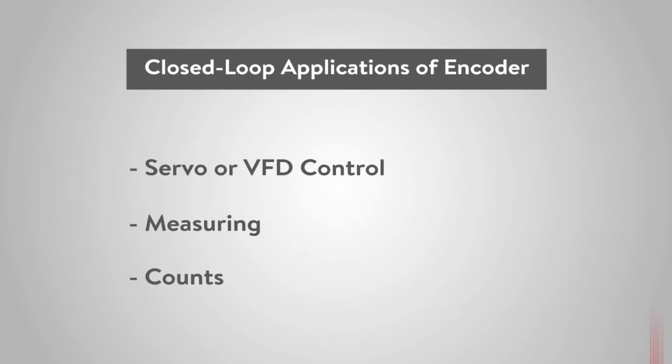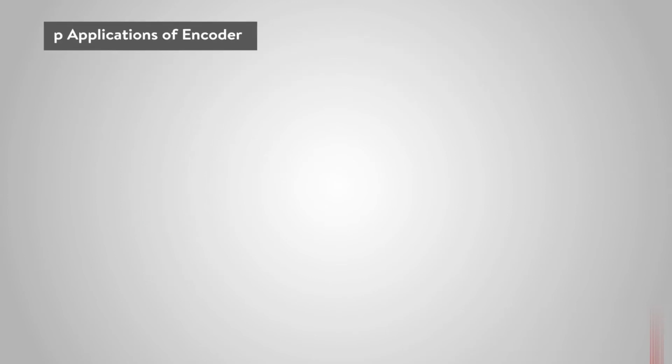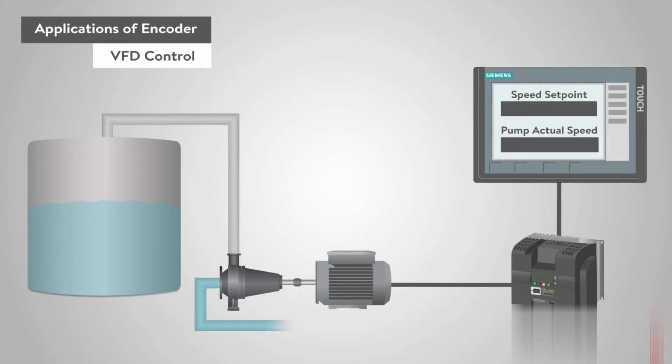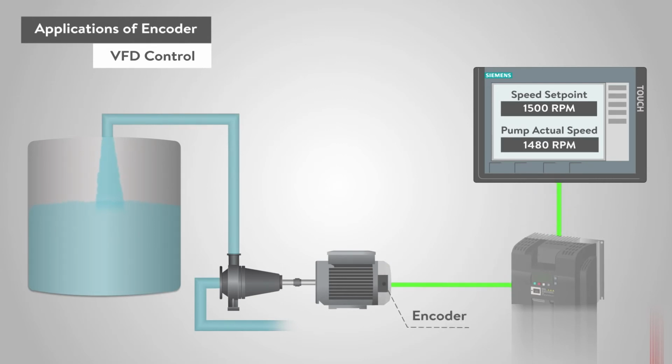Encoders have a wide range of uses, which include closed-loop applications such as servo or VFD control, measuring, and counts. Here are some examples of processes that may use an encoder. Variable frequency drive. For VFD control, you may be running a pump on a VFD to fill a tank full of a liquid. You are requesting a certain speed and want to verify that the pump's VFD is at the requested speed. An encoder on the VFD may be used for feedback of speed.